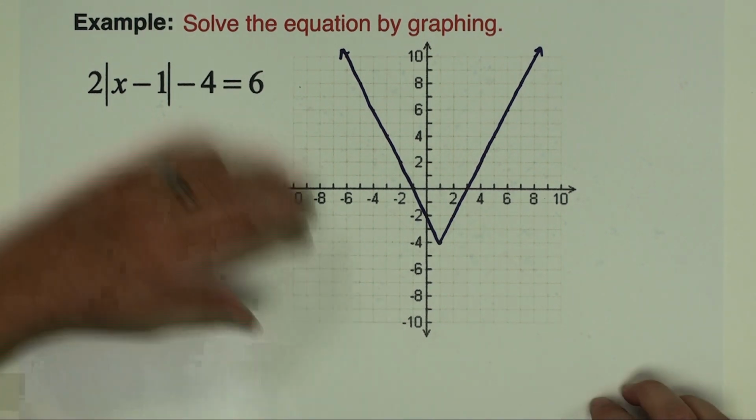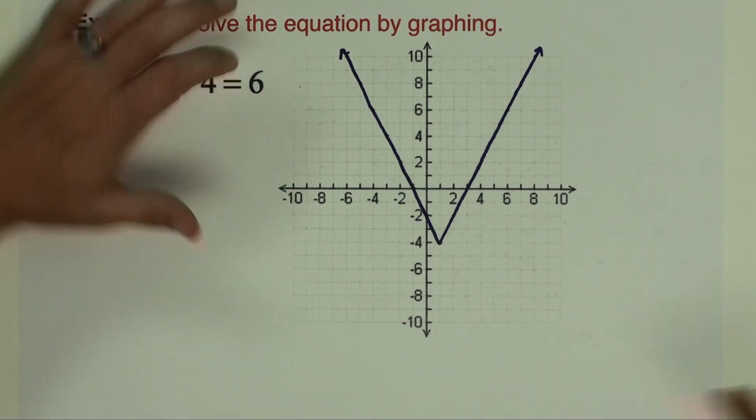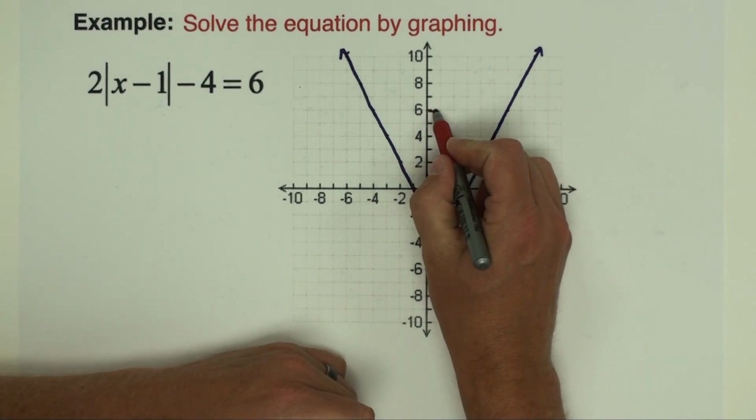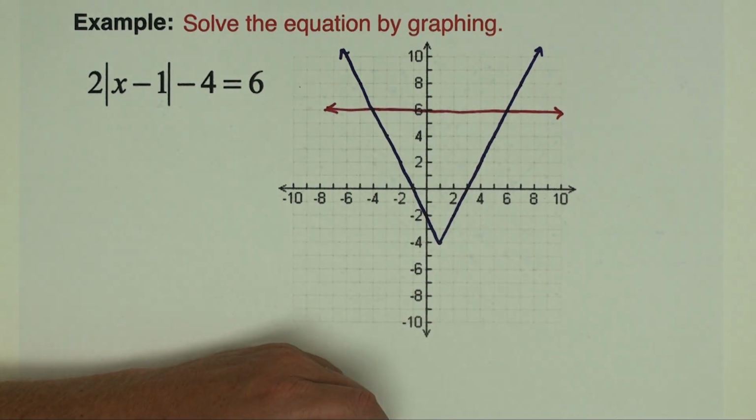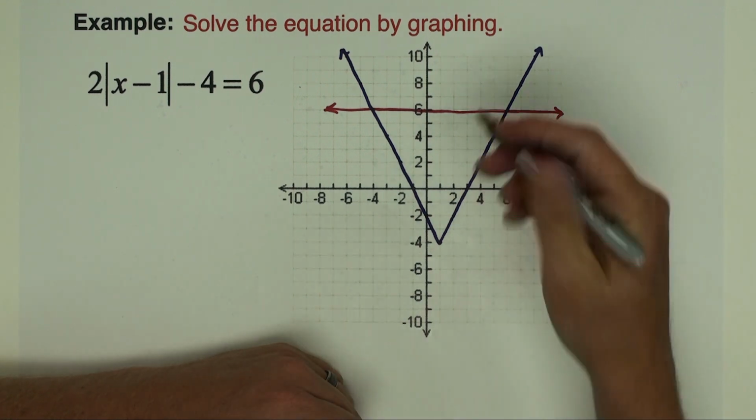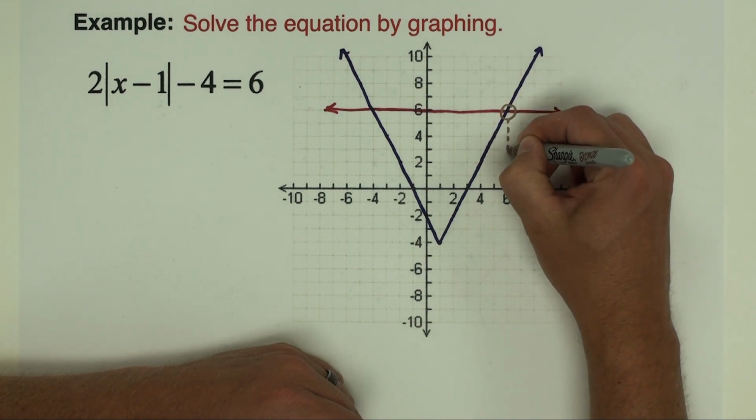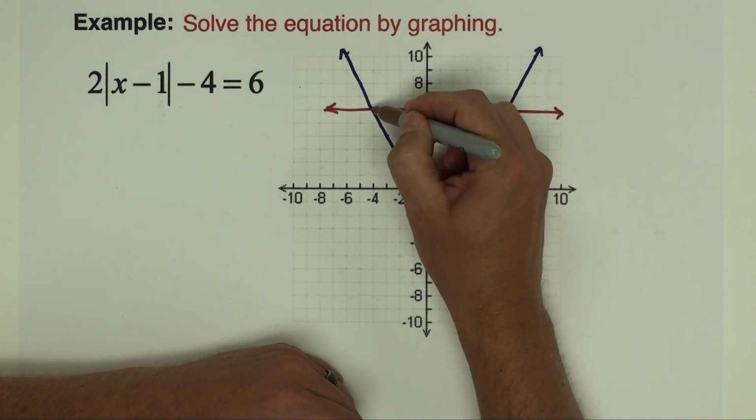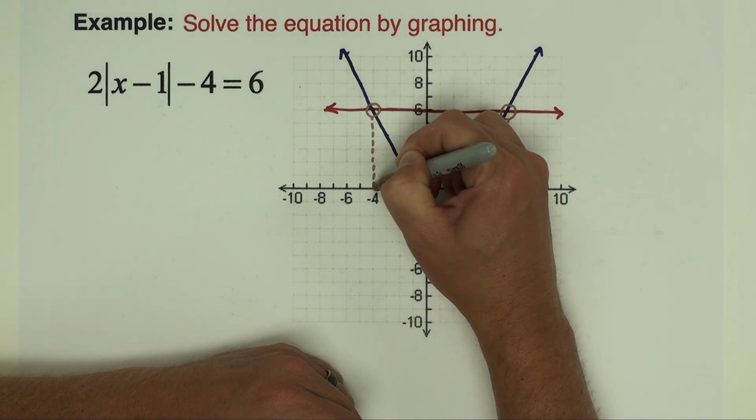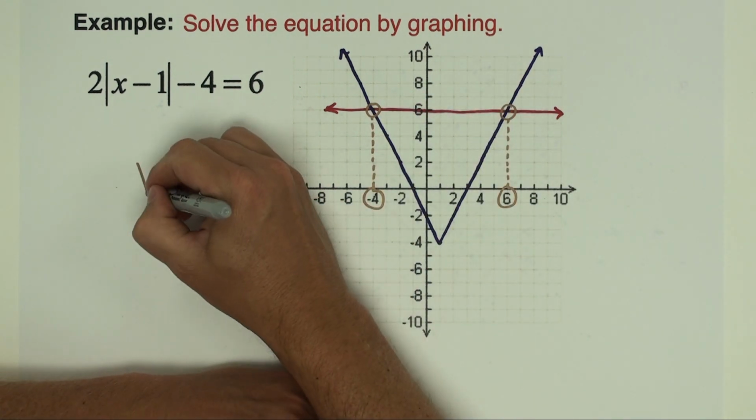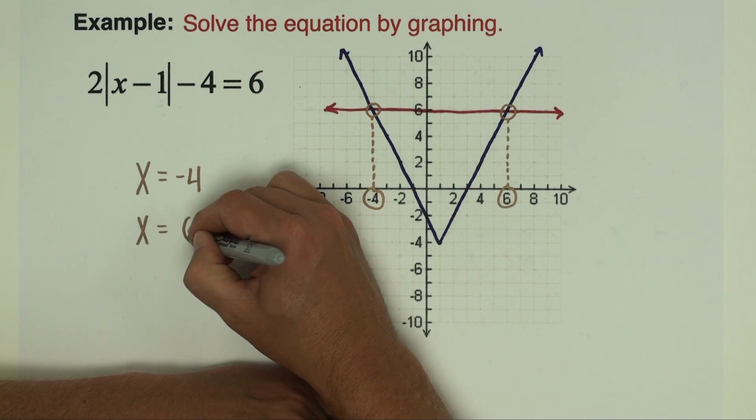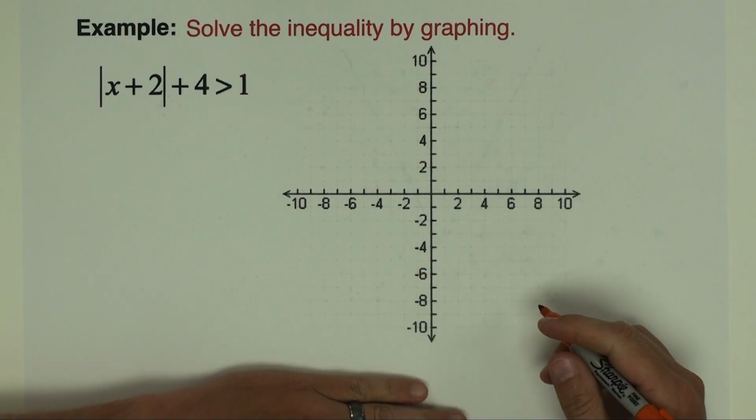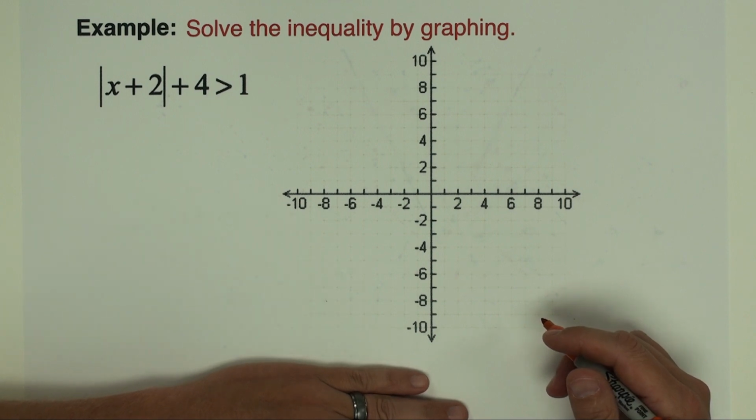Okay, the other side of this equation is just simply 6, and 6 is just a horizontal line at 6. Like so. Okay, and what I want to know is, where does the V shape intersect the horizontal line? That happens right here at 6, and it happens right here at negative 4. So our solutions to this equation are x equals negative 4 and x equals 6.